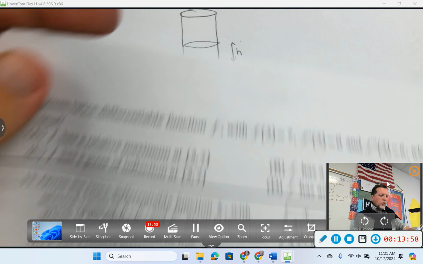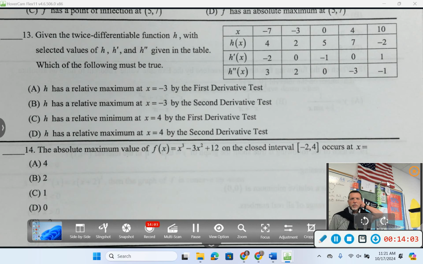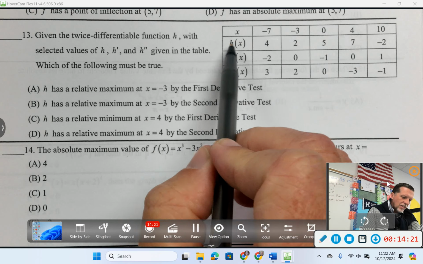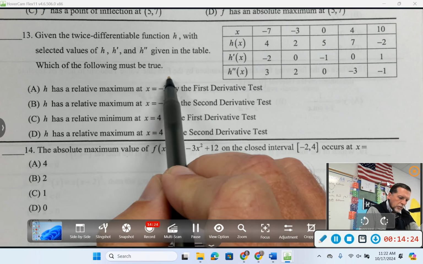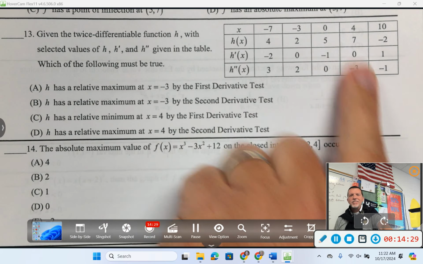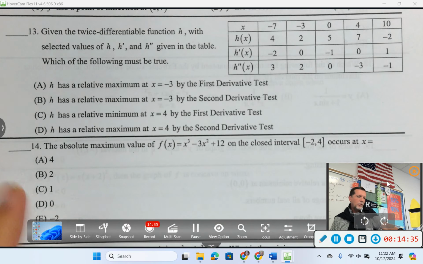All right, let's switch our brain. Instead of equations, let's do a table problem here. Number 13. I don't want to say it's easier. We're switching what part of our brain is working here because I'm not taking derivatives. I'm not computing anything. I'm just looking at what they give me. Given the twice differentiable function and then some values, which of the following must be true? Given the amount of information there, I don't think I want to start with the table and start making conclusions. I think I want to start with my answers and then see which ones are true or not.